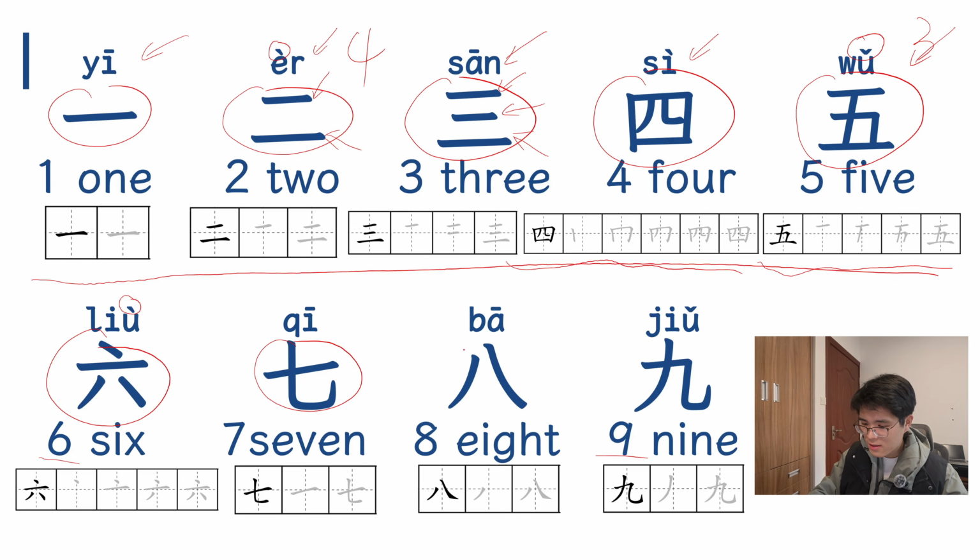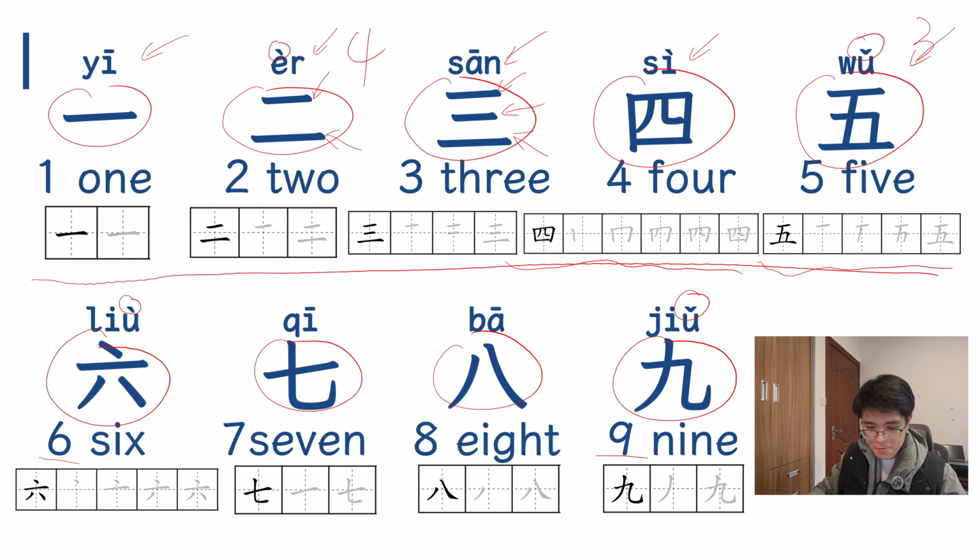The next one is 八. And the last one is 九. The third tone. So go down and then go up. 九.